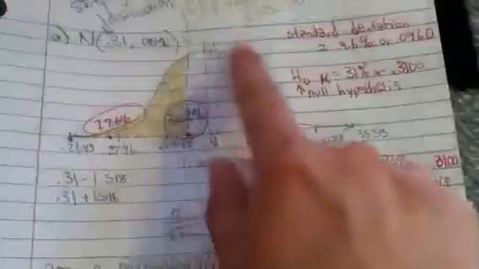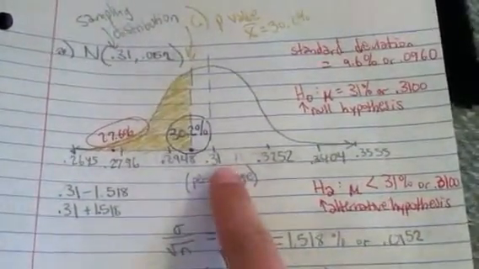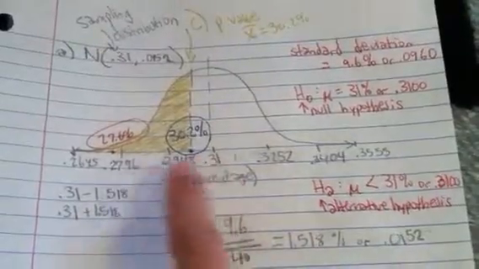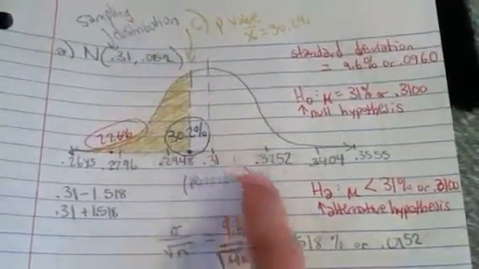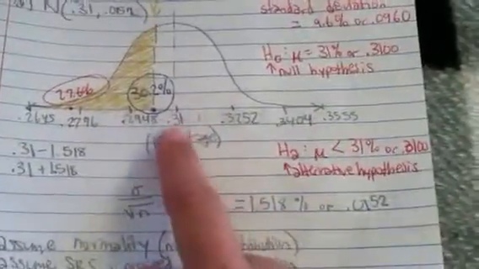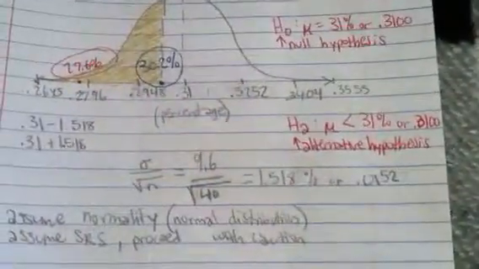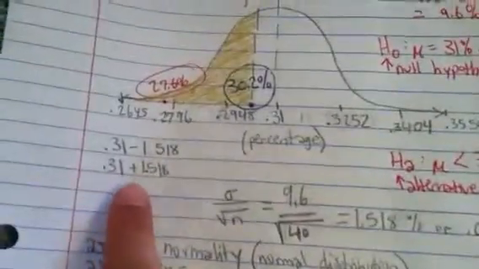This is my density curve that I drew for it. You start with 31%, I put them all as decimals here, and they're each going up this amount. So it goes from 0.31 to 0.3252, etc. And here's my work for that.